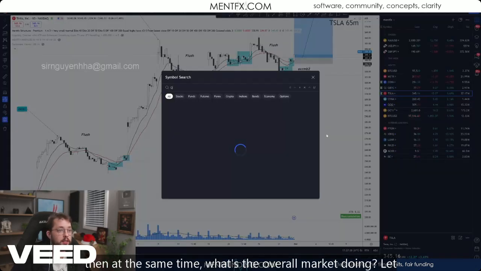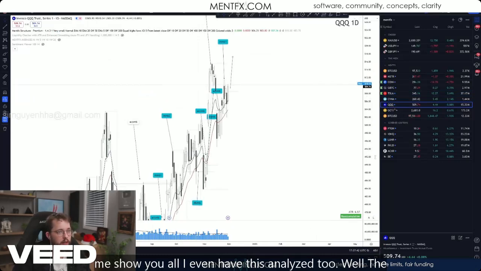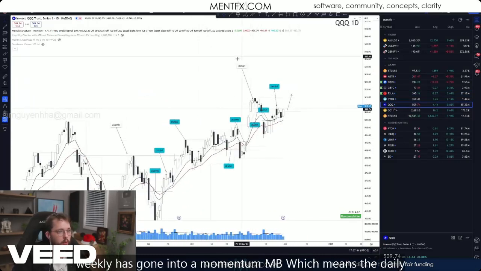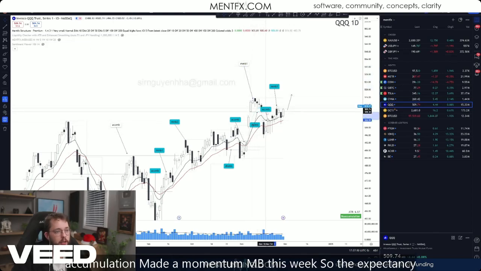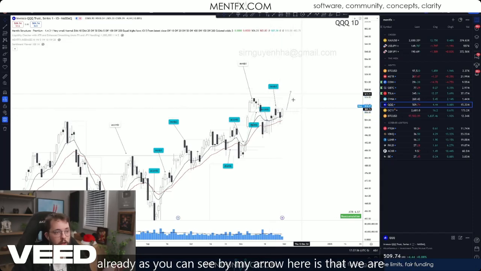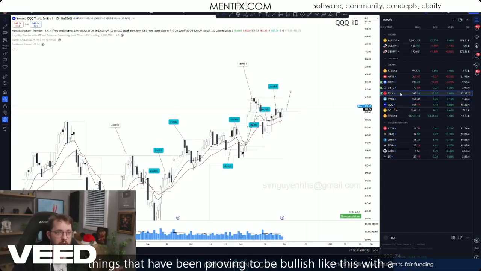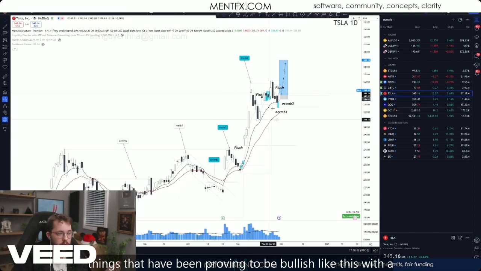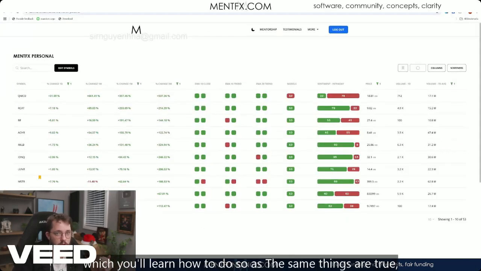And then at the same time, what's the overall market doing? Let me show you all. I even have this analyzed too. Well, the weekly has gone into a momentum MB, which means the daily broke down. The daily held itself up by making a new accumulation, made a momentum MB this week. So the expectancy already, as you can see by my arrow here, is that we are bullish, which means I'm more than happy to get myself behind things that have been proving to be bullish, like this with a lot of strength, something that I found through the screener, which you'll learn how to do.